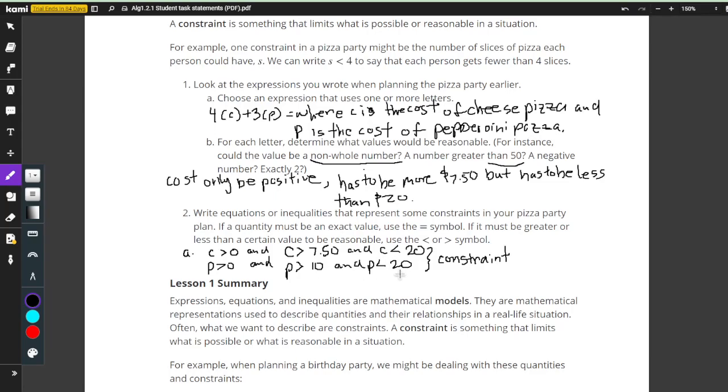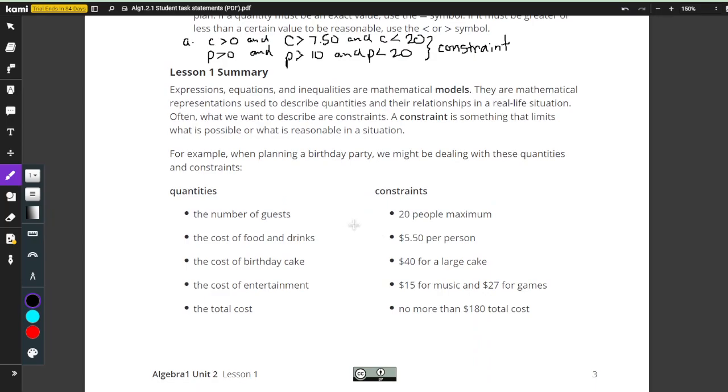Okay? So let's take a look at our summary right here. Our summary is going to be based off of expressions, equations, and inequalities as mathematical models. They are mathematical representations used to describe quantities and their relationships. In real life, often what we want to describe are constraints. A constraint is something that limits what is possible in a reasonable situation.